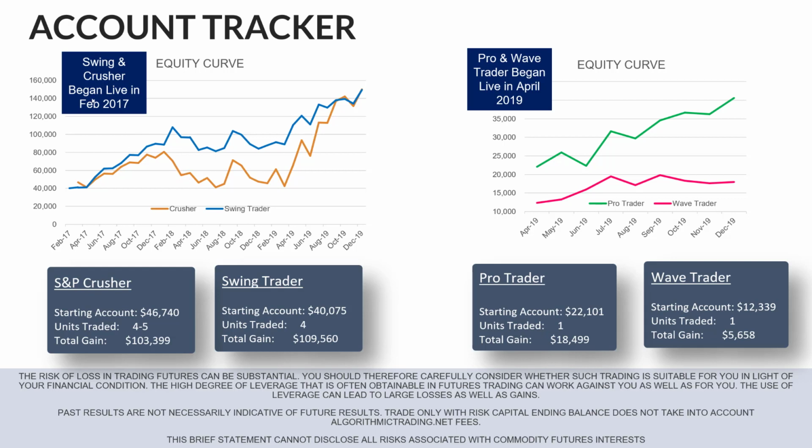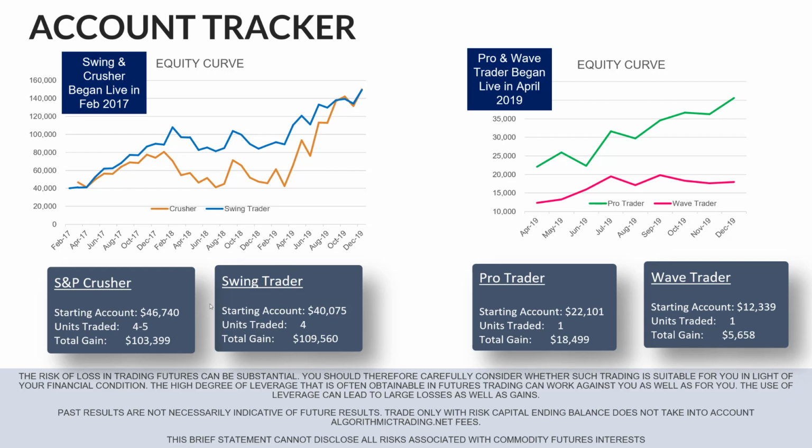But the key thing is, I just want to show you that the swing and the crusher have been trading live now for about 3 years, and these accounts have only traded these algorithms. So this account that we audit, it's a crusher account, and it's only traded these contracts. There's been nothing added to it and nothing taken away. Same with the swing trader. The swing trader has only traded 4 the entire time.